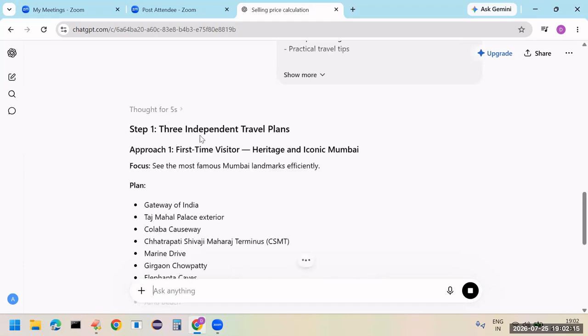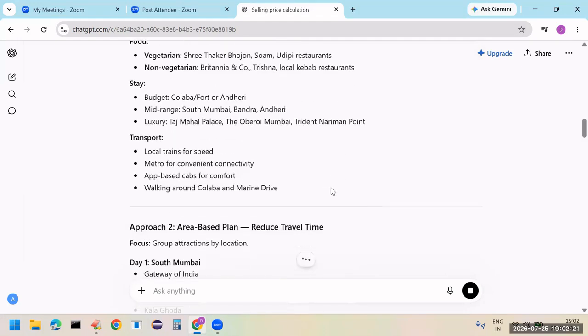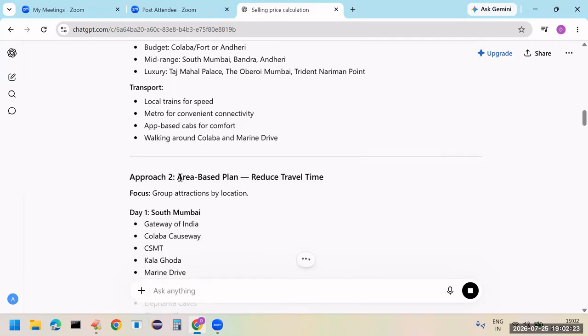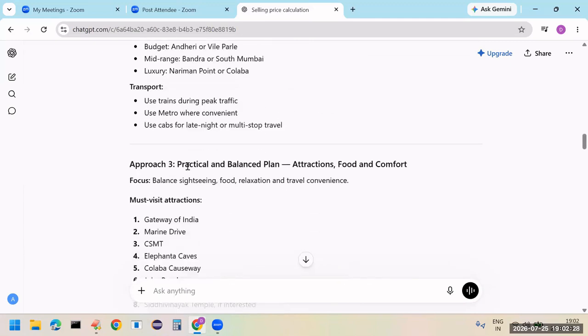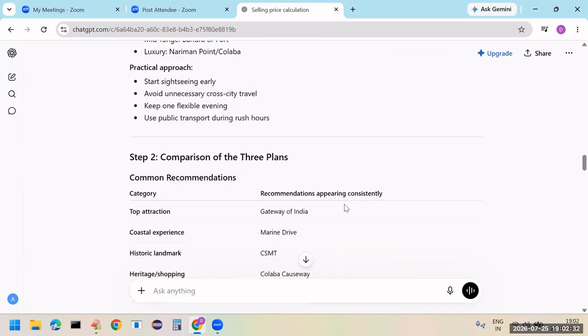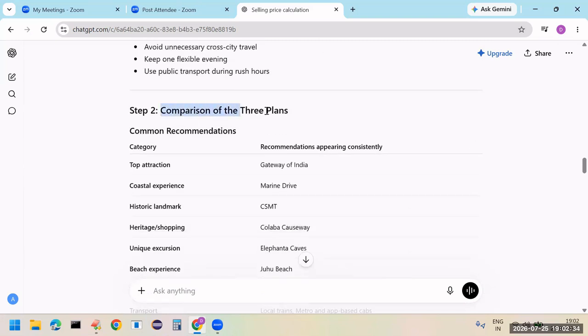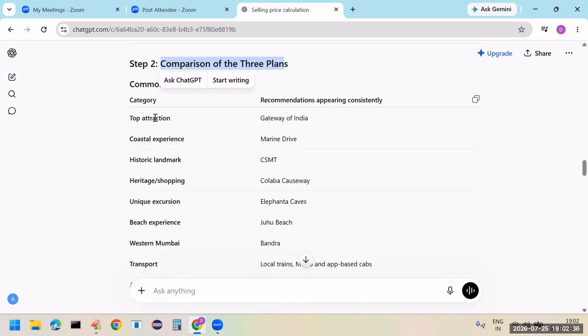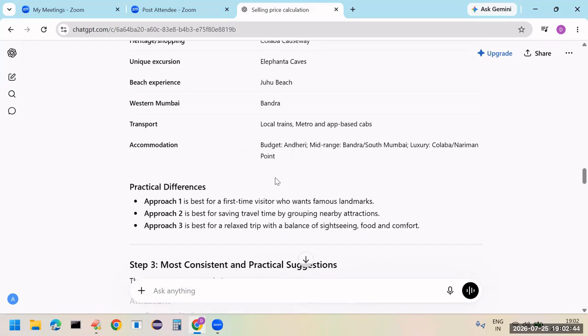Step one, three independent travel plans. Approach one, first time visitor. Approach two, area based plan. Approach three, practical and balanced plan. Three approaches have been generated. Now what is step two? Comparison of those three plans: top attractions, recommendations, coastal experience, historic landmarks, like those common things.